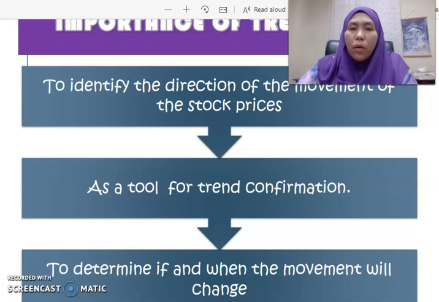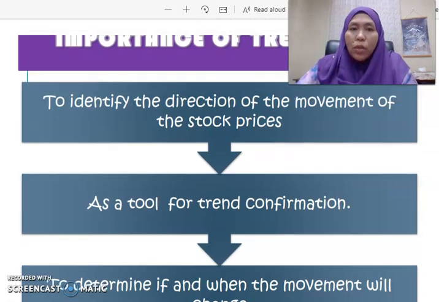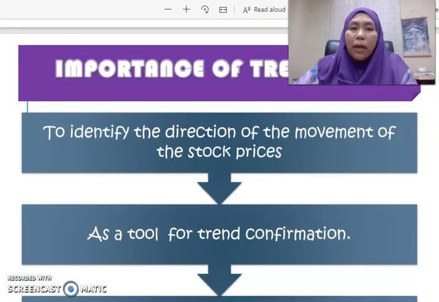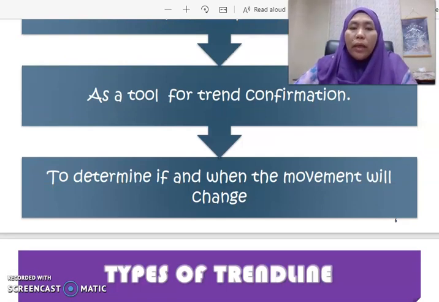Okay, before I go further with the types of trend, I would like to explain the importance of the trend line. So the first importance of the trend line is to help us identify the current direction of the movement for specific stocks. Okay, we can also use the trend line as a tool for trend confirmation. Then we can also use the trend line to determine if and when the movement will change.